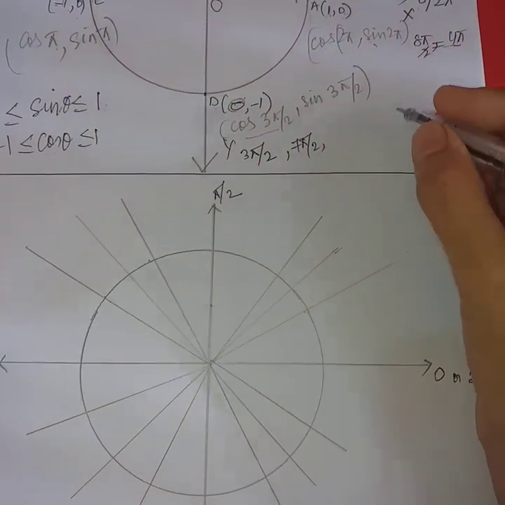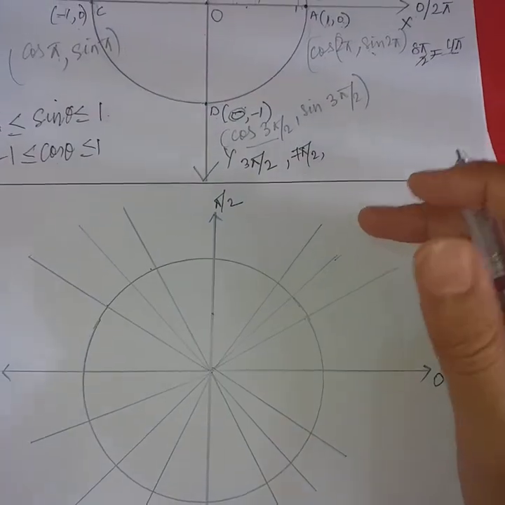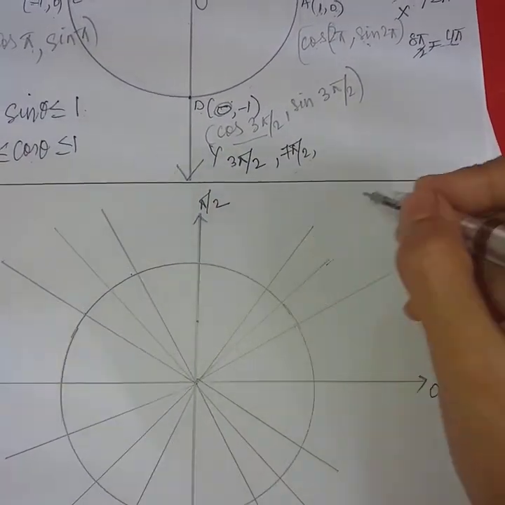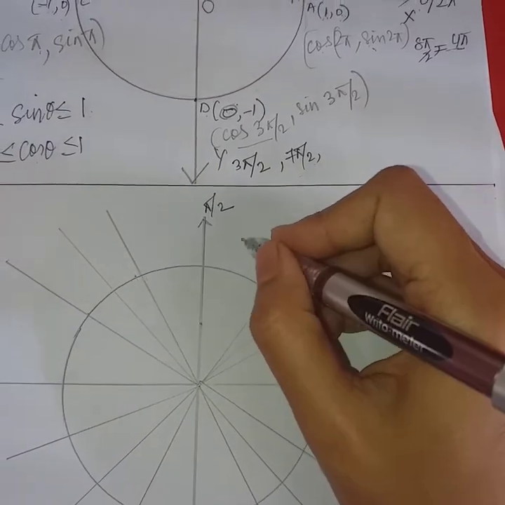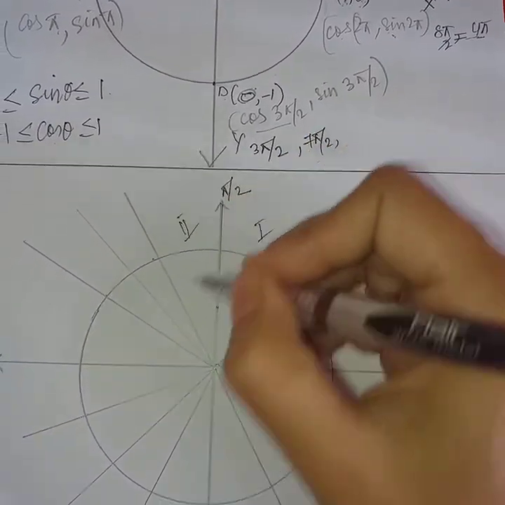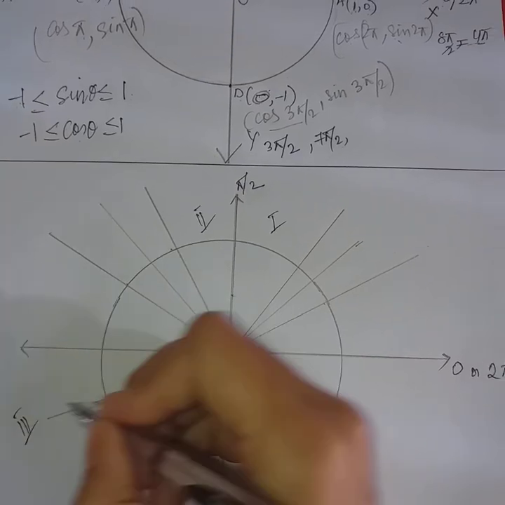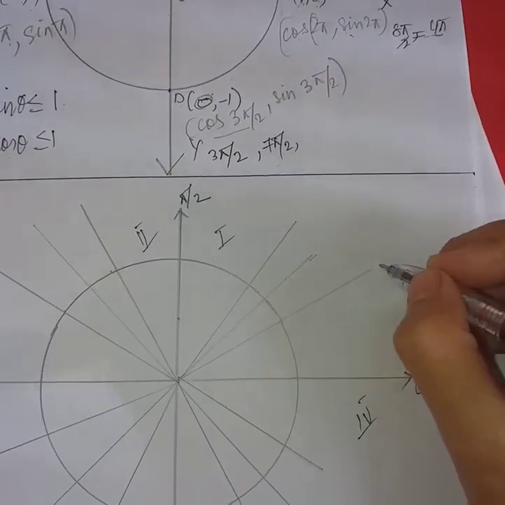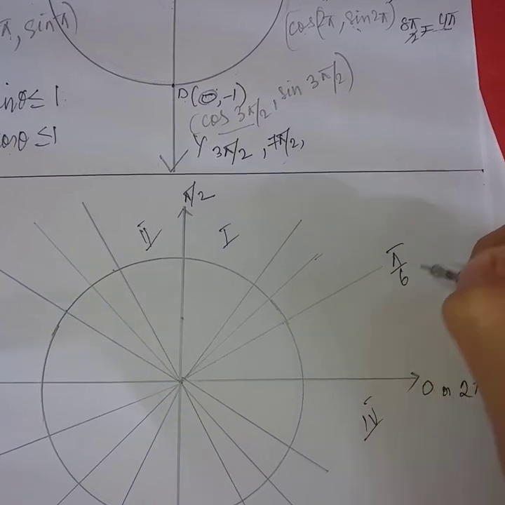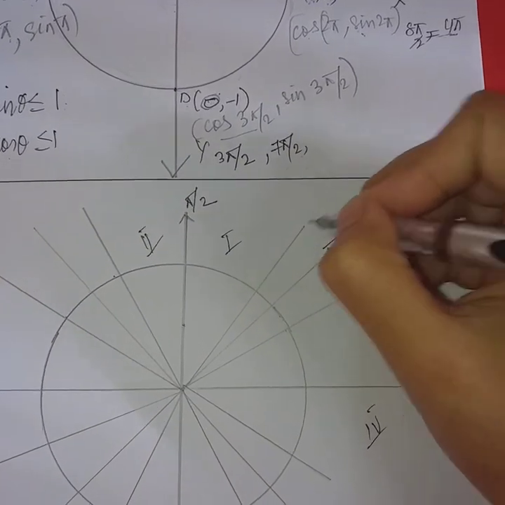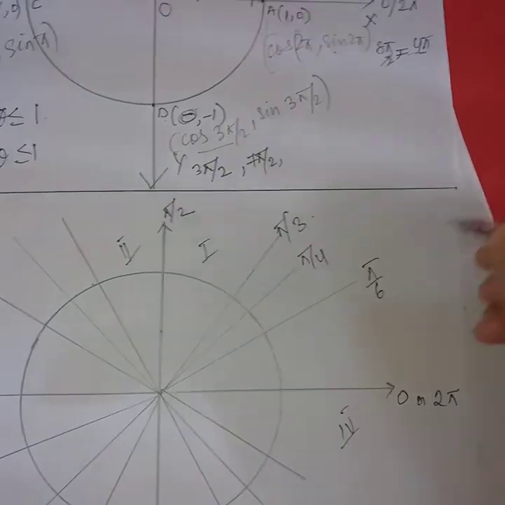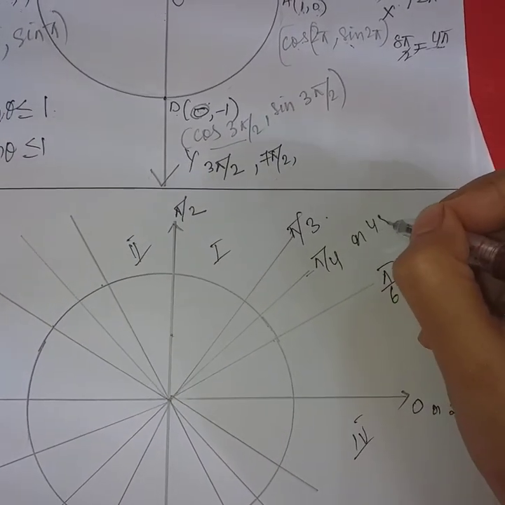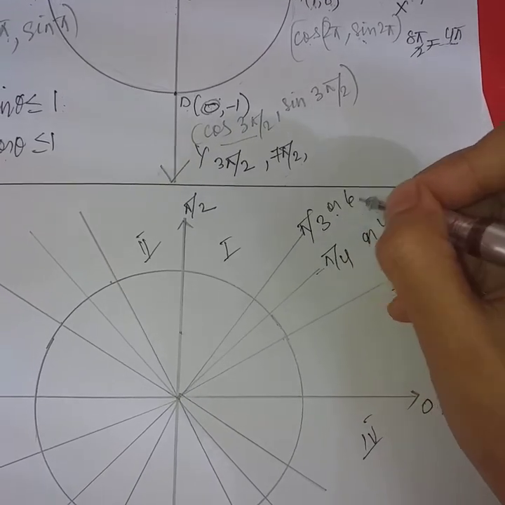And very quickly let us learn how to write the angles of the lines in different quadrants. We have the first quadrant, second quadrant, this is third quadrant, and the fourth quadrant. So in between 0 and 90 we have angles pi by 6, that is 30, pi by 4, pi by 3. This is 30 degree, this is 45 degree, and this is 60 degree.